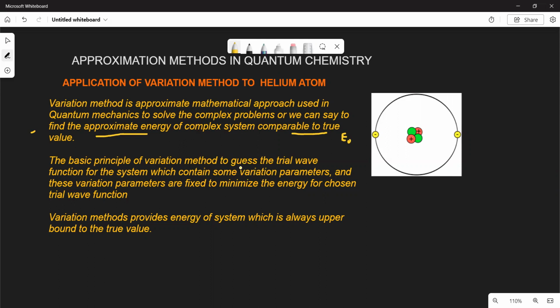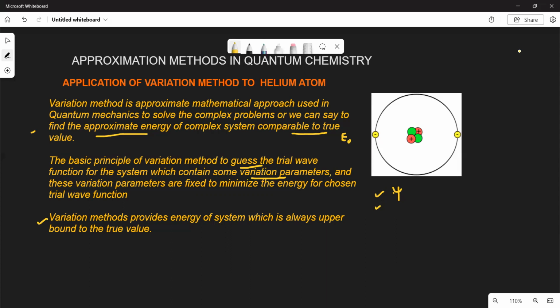In the variation method, first we guess the trial wave function for the system, and this trial wave function contains some variational parameters. Then these variational parameters are fixed to minimize the energy for the chosen trial wave function. And the variation method provides the energy of the system which is always an upper bound to the true value. Means in the variation method, first we choose the trial wave function which contains some variational parameters.